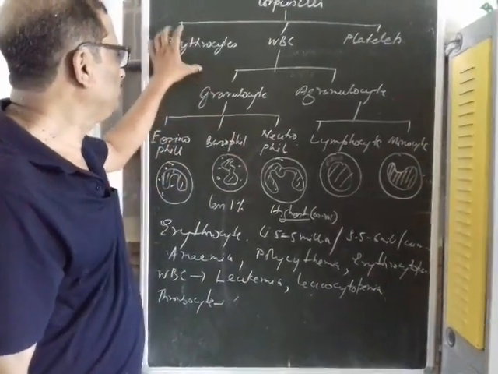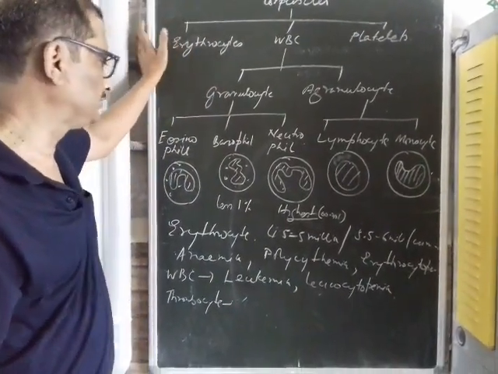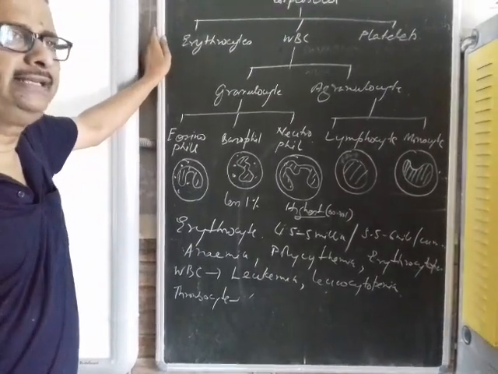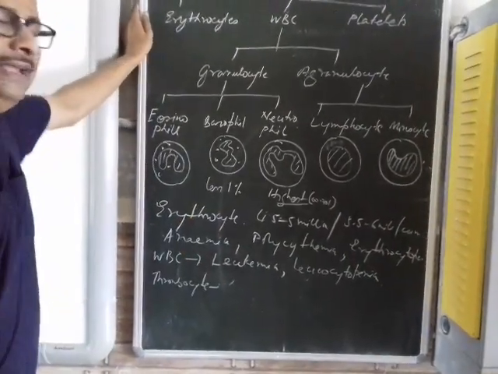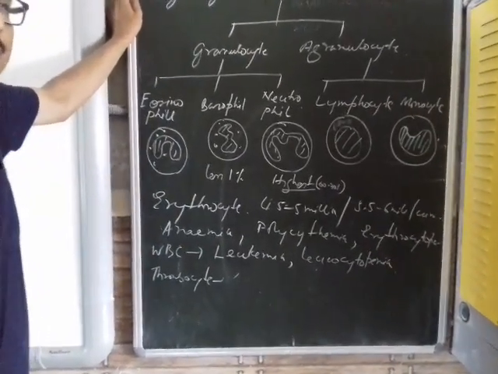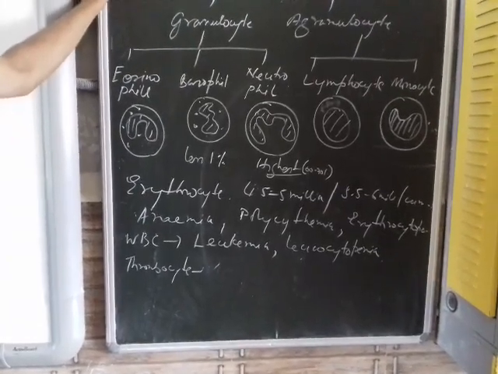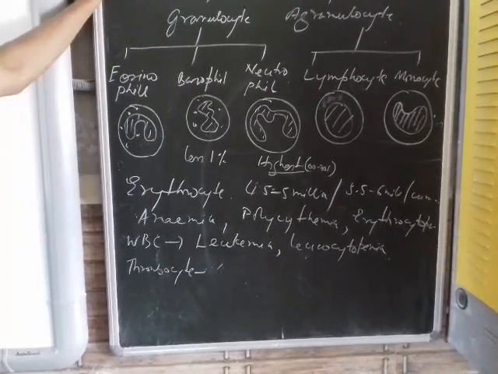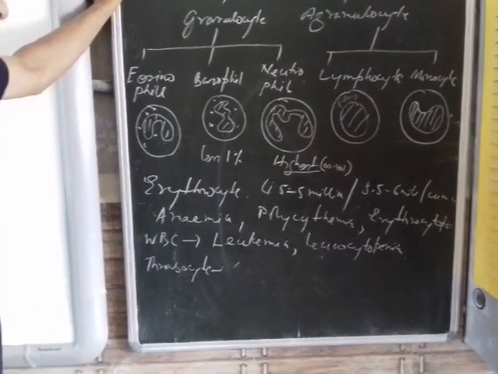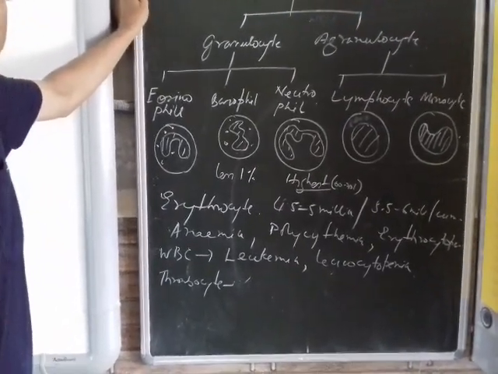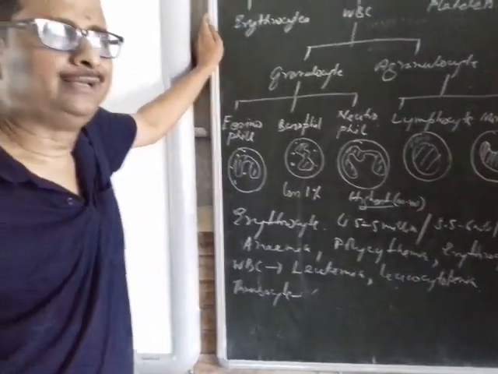Now we are going to study the erythrocytes first. The erythrocyte count is about 4.5 to 5 million per cubic millimeter of blood in the case of females. In the case of males, it is about 5.5 to 6 million per cubic millimeter.